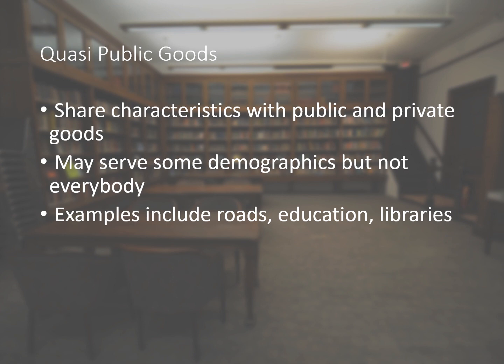Now, quasi-public goods, it's easier to understand this as examples. So roads, most people use roads, but not everybody drives. So there's a quasi-public good. Also, libraries and education. Think about libraries. If I'm taking out a book, it excludes somebody else from taking the book out. We need to share. Education. Not everybody goes to school. Most people do, but not everybody. So some people benefit from education, but not necessarily everybody.